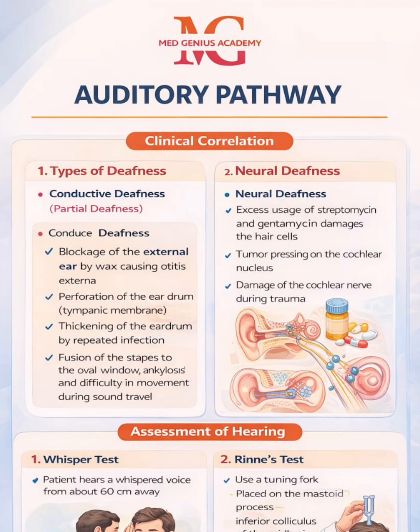Also tumor pressing on the cochlear nucleus. It could be any part of the pathway. It could be in the nerve, it could be in the nucleus, or it could be in the brain. Anyone, you will not just hear. It's a complete deafness. So how can you assess hearing?